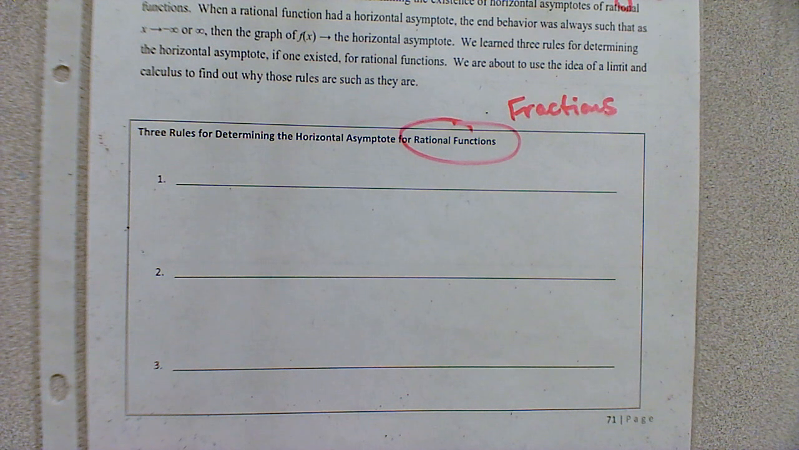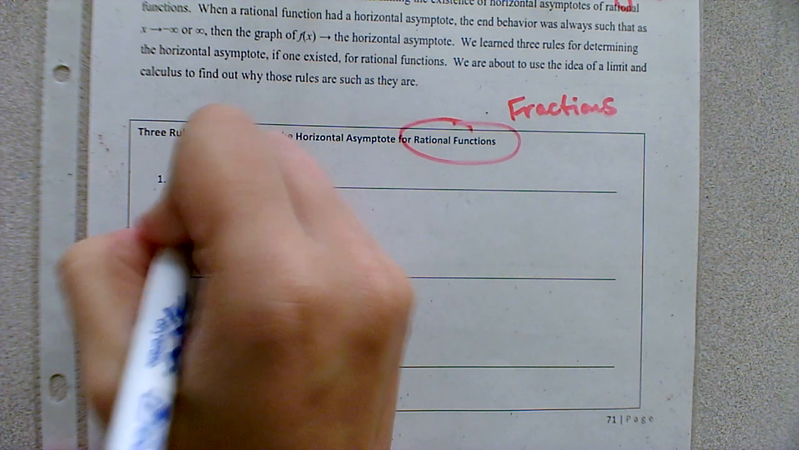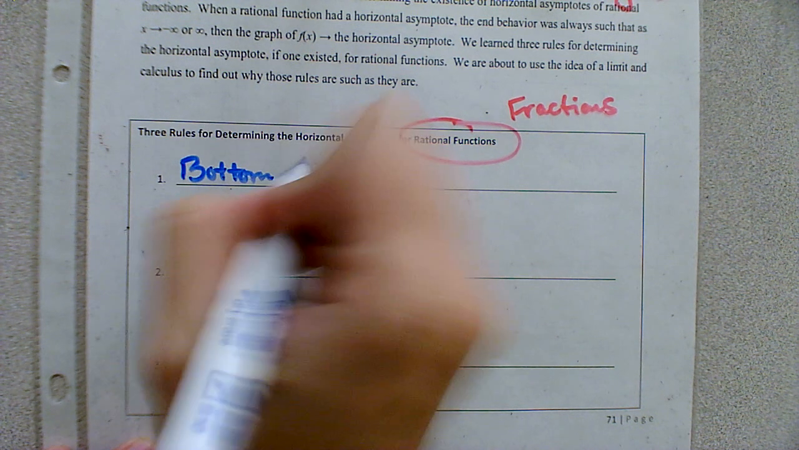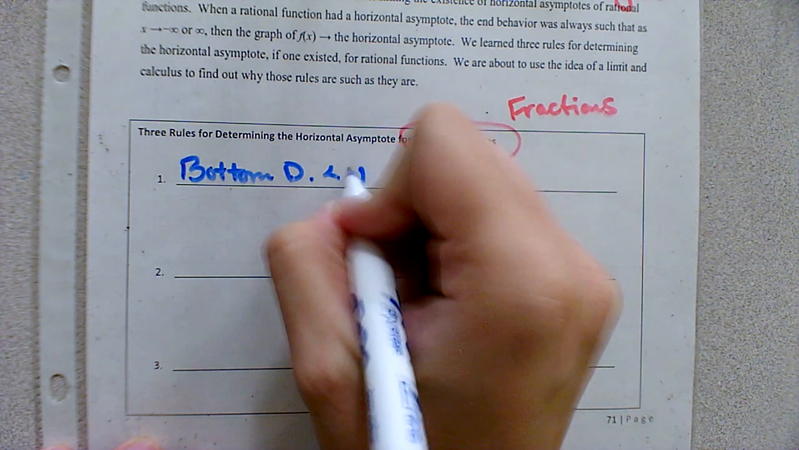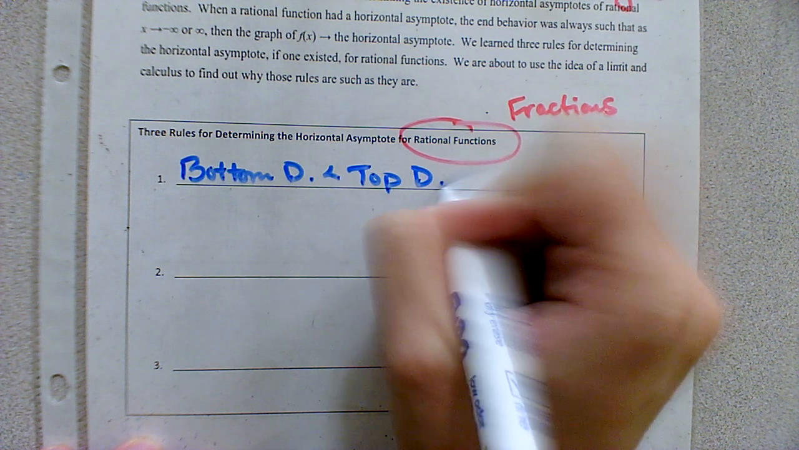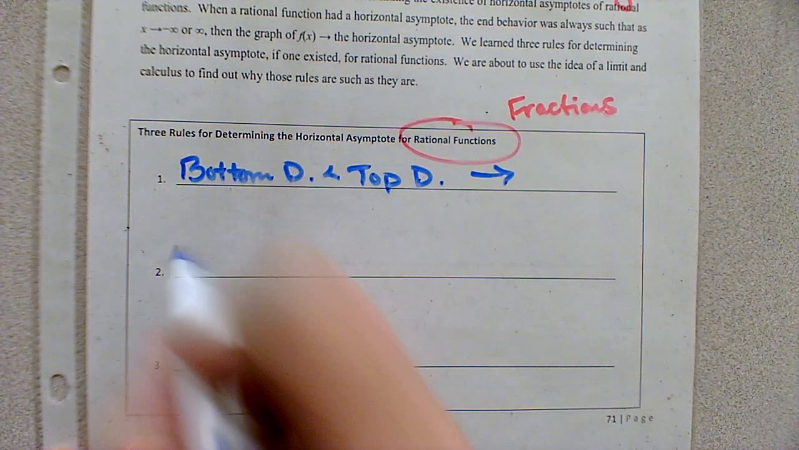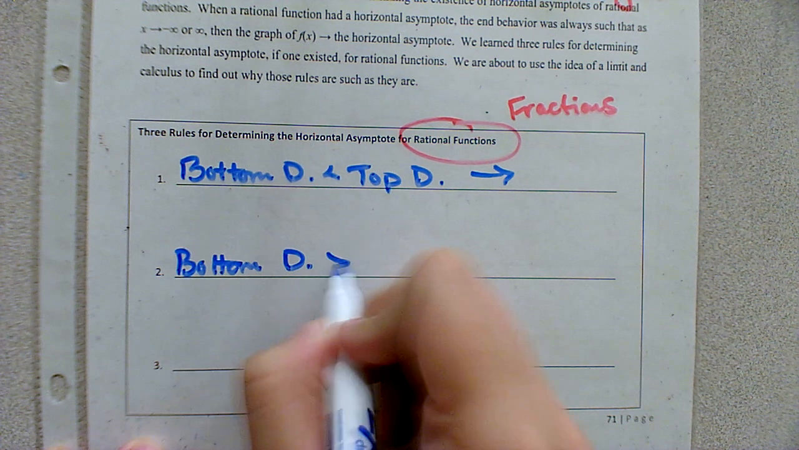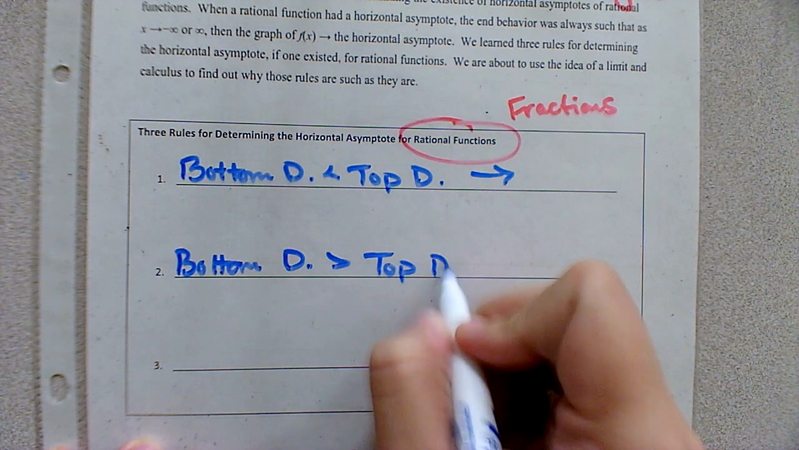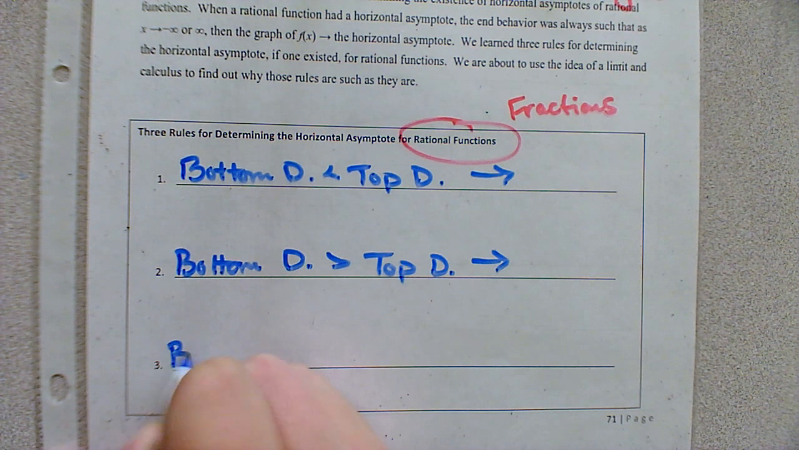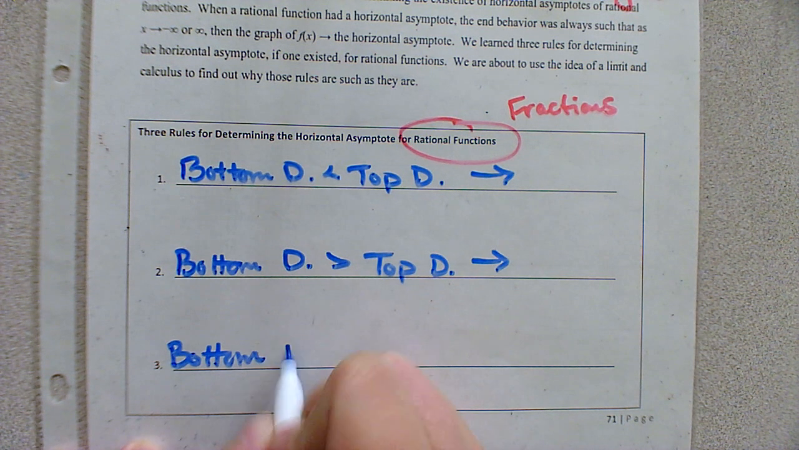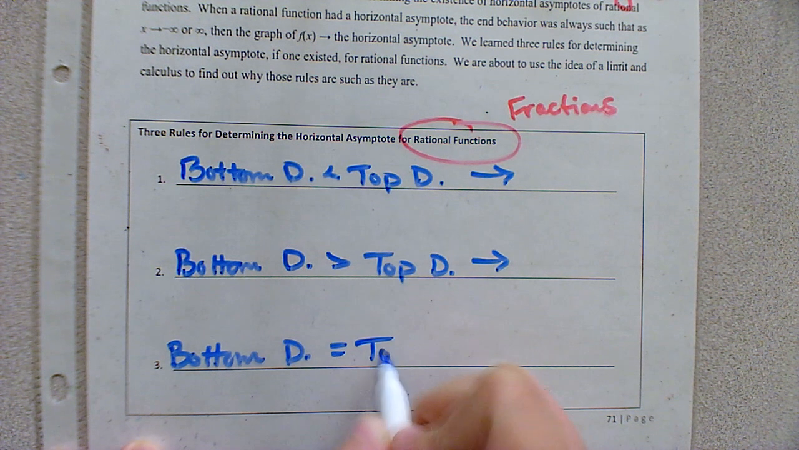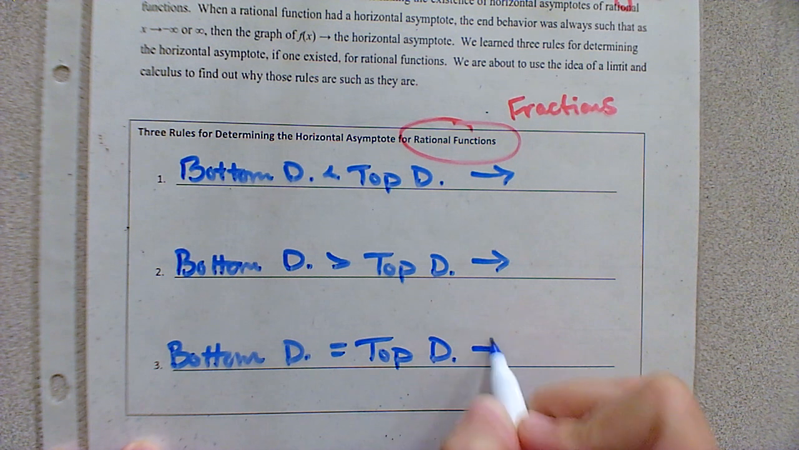So we're always going to be comparing the degrees. We're going to say if the bottom degree is less than the top degree, what would that result in? What if the bottom degree is greater than the top degree? And the last combination is what if the bottom degree is equal to the top degree?